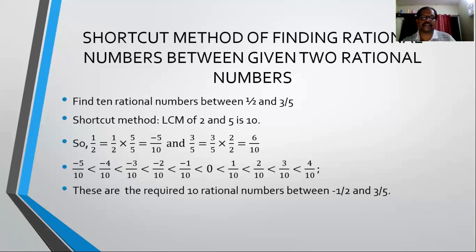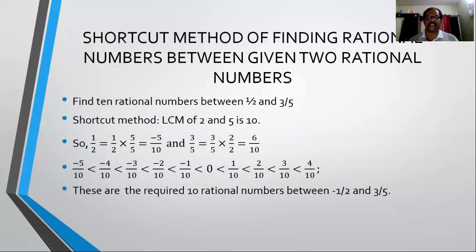So this gives us the 10 rational numbers. Which are those? They are minus 4 by 10, minus 3 by 10, minus 2 by 10, minus 1 by 10, then 0 by 10, which means it is 0 only, 1 by 10, 2 by 10, 3 by 10, 4 by 10, and finally 5 by 10. And finally we have 6 by 10. So this gives us the 10 rational numbers between the given two rational numbers.